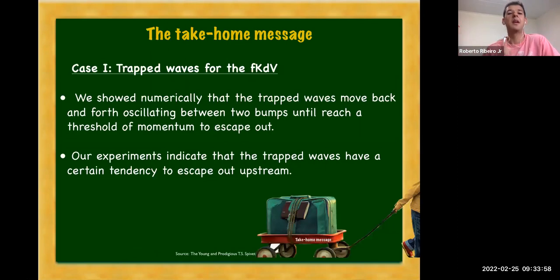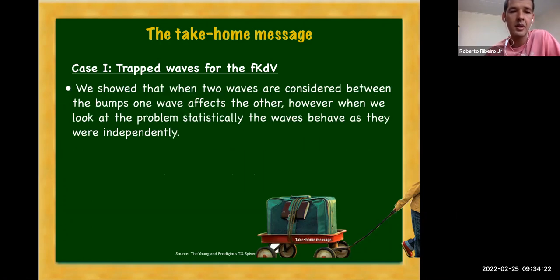Okay, so my conclusions. From case 1, trapped waves for the FKdV, we showed numerically that trapped waves move back and forth, oscillating between the 2 bumps until reaching a threshold of momentum to escape. Also, our experiments indicate that the trapped waves have a certain tendency to escape upstream. This is very unnatural. We also showed that when 2 waves are considered between the bumps, one wave affects the other. However, and this is important, when we look at the problem statistically, the waves behave as if they were independent.